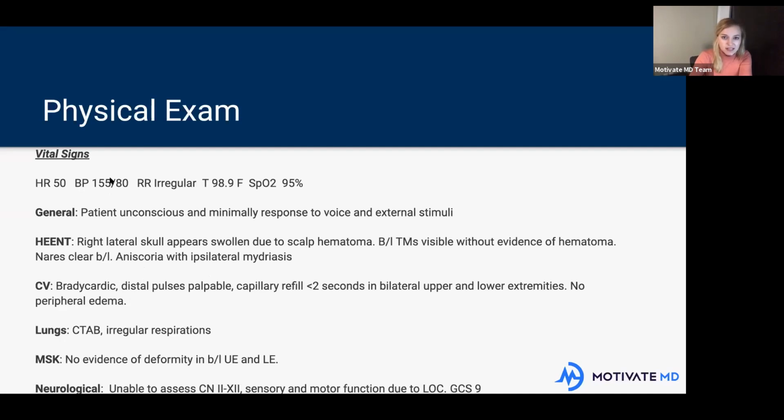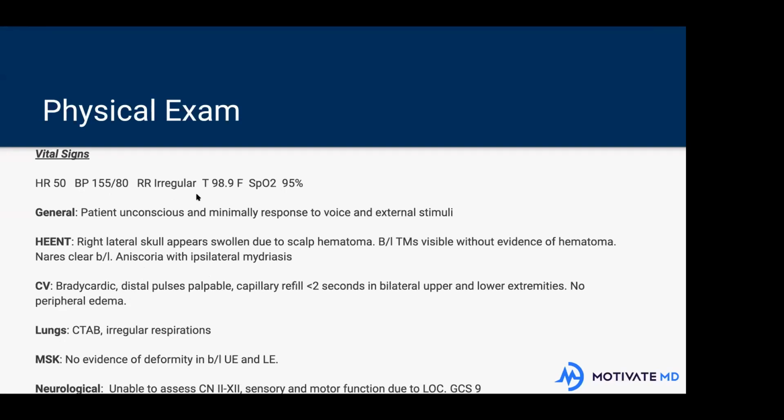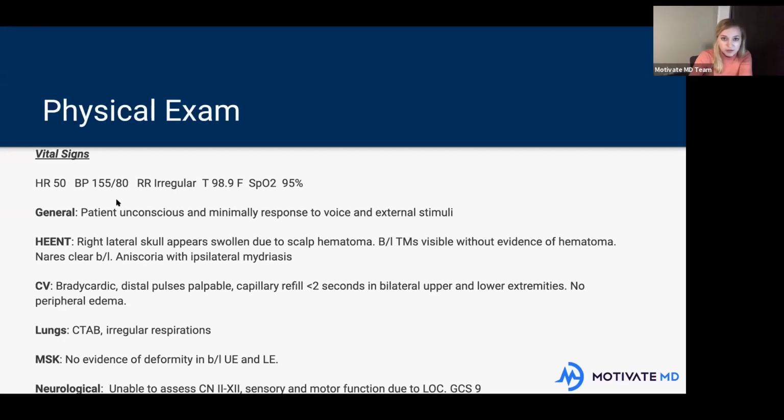155/80. How do we think that looks? The systolic is a little bit high, but diastolic's pretty normal. Yeah, I would totally agree with you. Yep, 155 systolic is a little bit elevated, especially for a patient who is young, in college, and most likely doesn't have any comorbidities or other underlying health issues. So it's definitely something we want to take note of. What about the respiratory rate? I just have irregular. Does anyone have any thoughts about why it might be irregular?